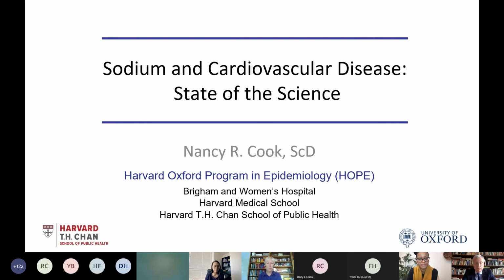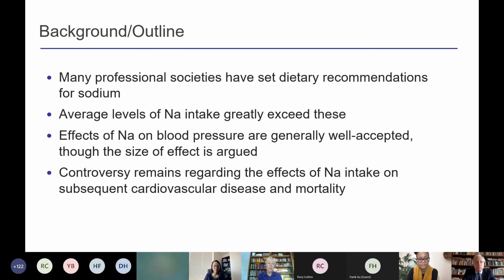So I'm going to talk about sodium and cardiovascular disease and go through a couple of examples and various studies that have been done on this. First of all, by way of background and outline, many societies have set dietary recommendations for sodium, but the average levels of intake actually greatly exceed these. The effects of sodium on blood pressure have been very well studied, and in general, they tend to be pretty well accepted, but the size of the effect has been argued, and the impact of that has been argued. And there's still a lot of controversy about the effects of sodium intake on subsequent cardiovascular disease and mortality.